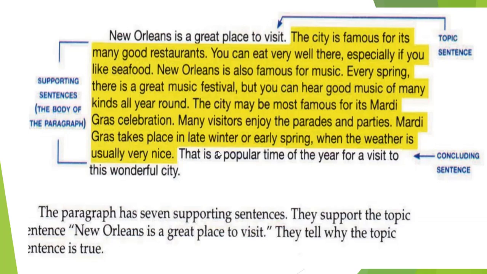This is the conclusion: New Orleans is a great place to visit. Okay, conclusion sentence. The paragraph has seven supporting sentences. They support the topic sentence, New Orleans is a great place to visit. They tell why the topic is true.